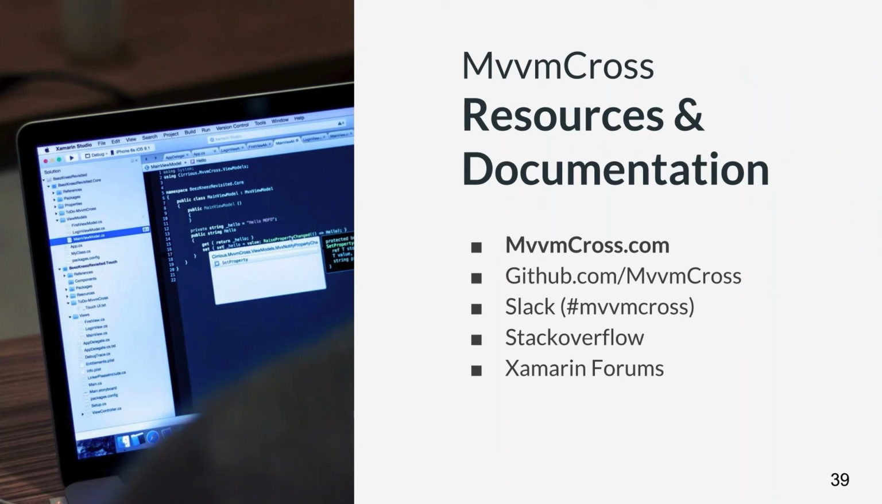So just a quick recap, where can you find all of this? MvvmCross.com is the place to go. Everything is available there. GitHub is where the source code is. If you want any direct contact with me or any of the other contributors, go to Slack and join the MvvmCross channel, and we are there to help you. If you got any really extensive questions, you want to talk about a topic, please open up a Stack Overflow post or Xamarin.Forms. We regularly check them and answer those.